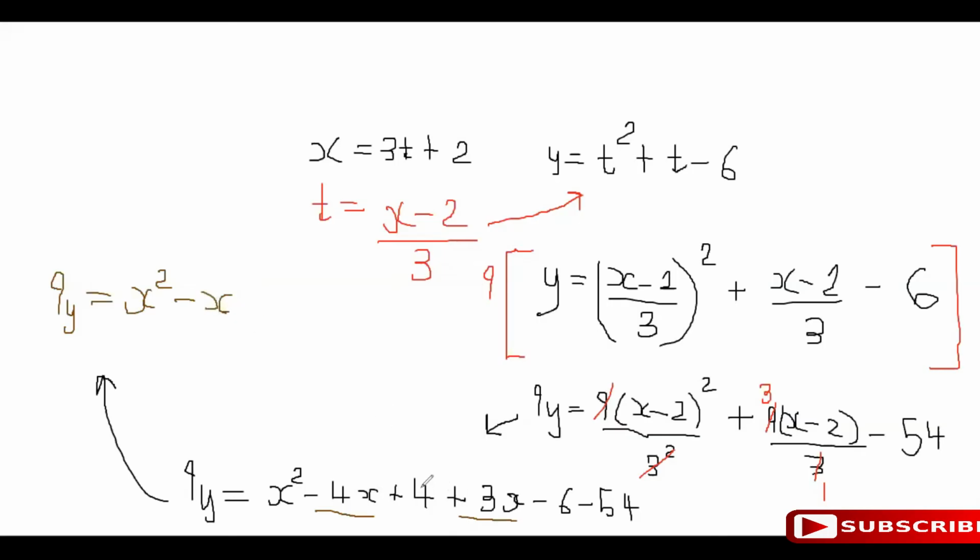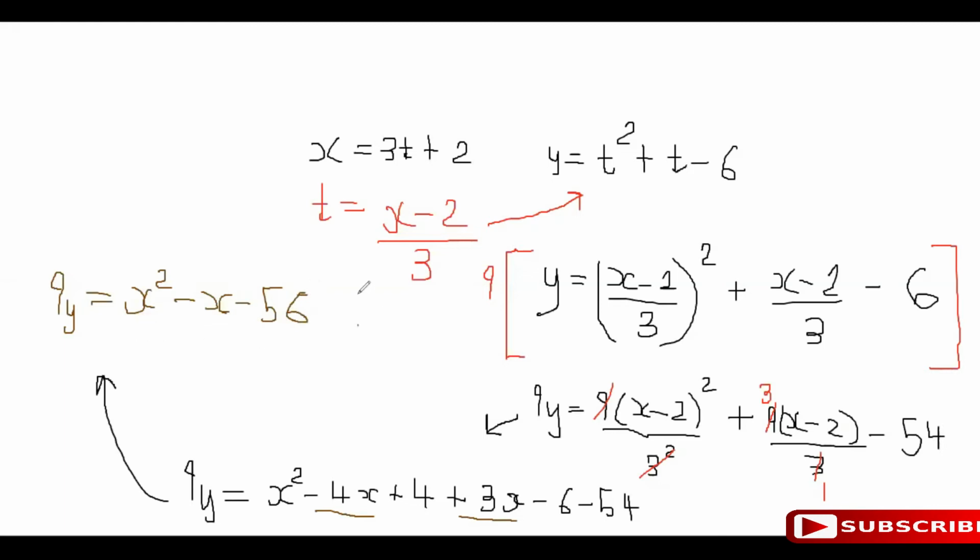And then we have 4 minus 6 minus 54. So 4 minus 6 is negative 2. Negative 2 minus 54 is negative 56. So that's x squared minus x minus 56.